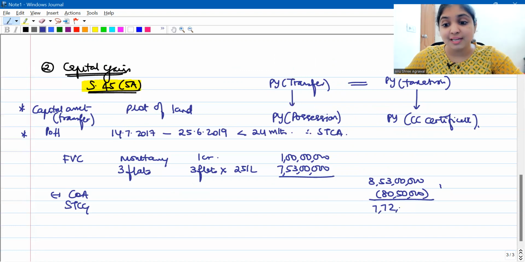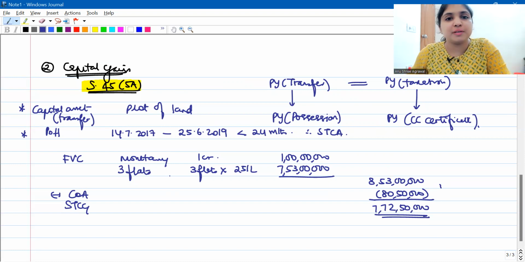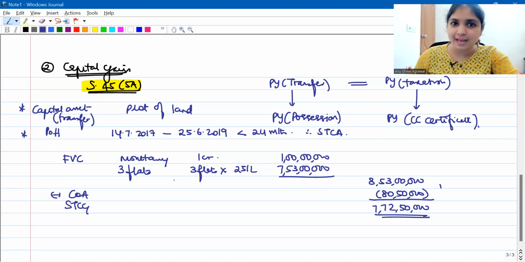Please check my math. I hope I'm right. 7 crore 72 lakh and 50,000. This is going to be his short-term capital gain. And this short-term capital gain will be taxed at normal usual slab rates, right? You know, STCG may either go under section 111A, special rate, only for listed equity shares, listed units of business trust, listed units of equity-oriented mutual fund, STT paid and all that. But this will obviously not go to 111A. This is immovable property land. This will be taxed under normal usual slab rate.